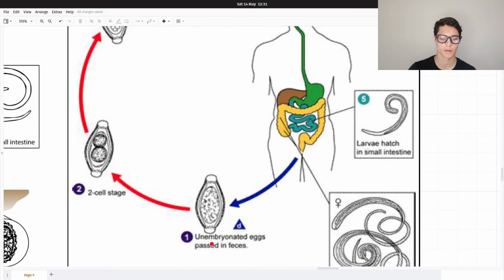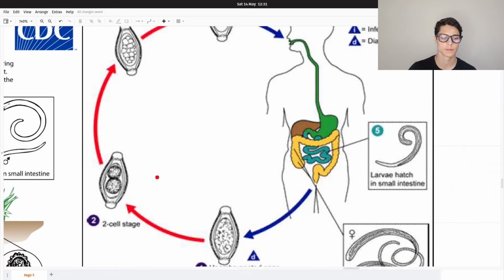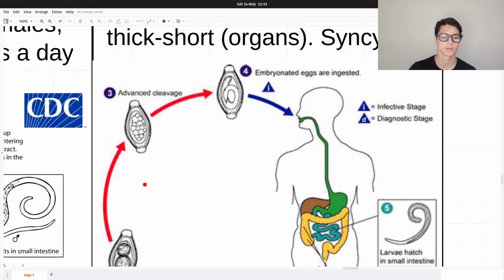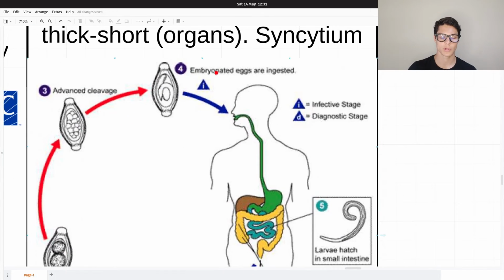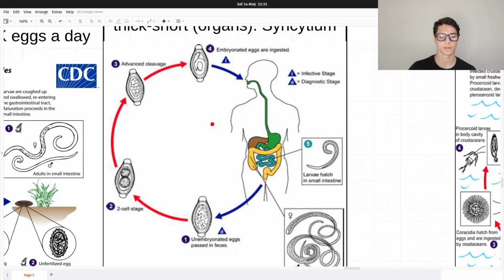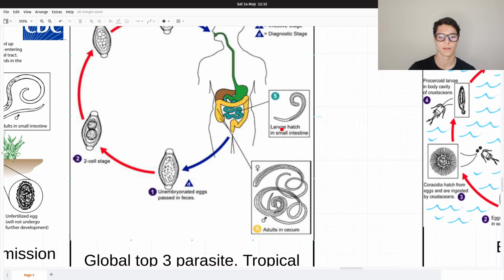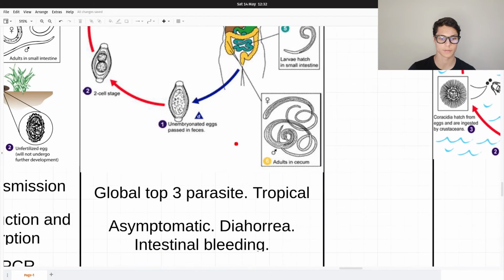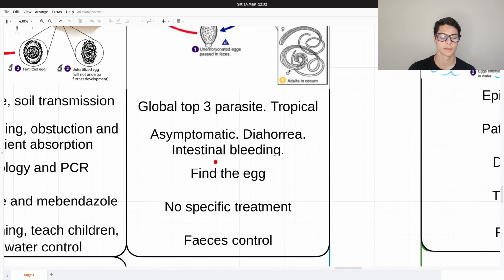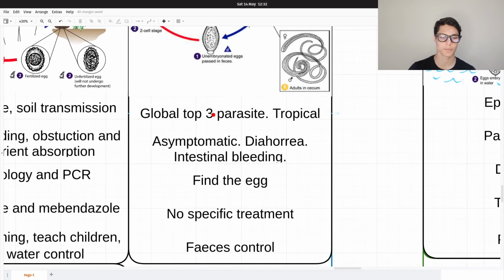The cycle starts with the unembryonated eggs in feces. Then we have the two-cell stage, advanced cleavage, and the embryonated eggs are ingested. So basically, from unembryonated to embryonated, and then we ingest the embryonated eggs. Then the larvae hatch in the small intestine, and they become adults, and the cycle repeats. And this parasite is one of the top 3 global parasites, and they are very popular and famous in tropical areas.